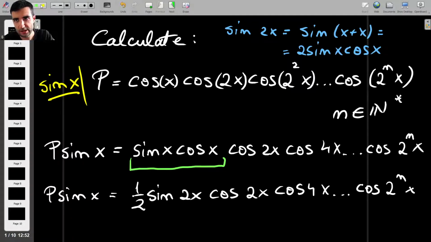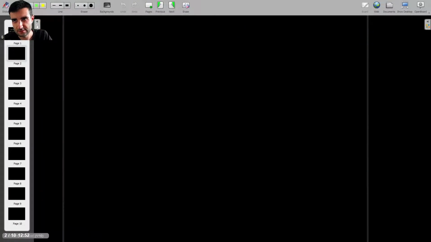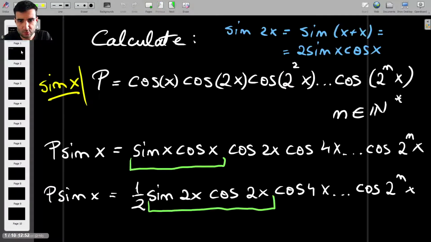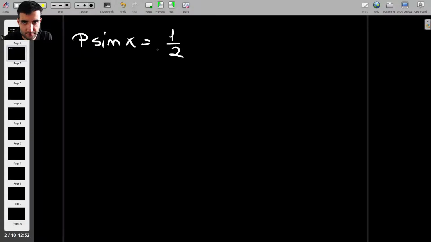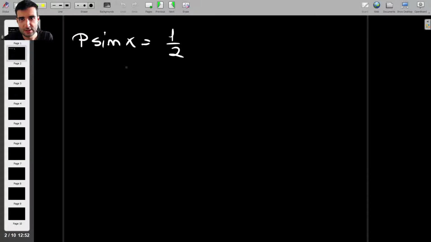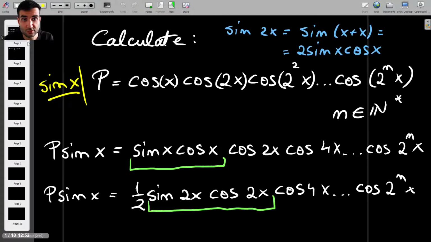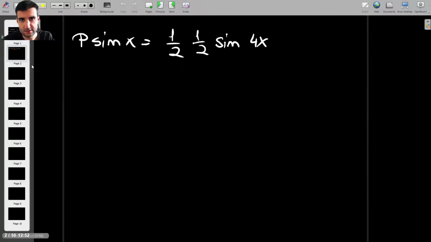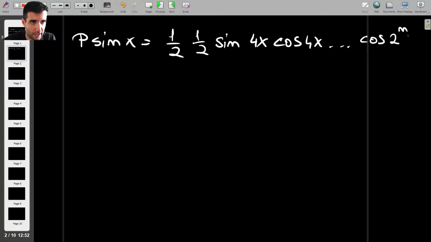Okay, and now we have those two. So now we have sine 2x, cosine of 2x. So let's see what those are. So we have p sine x equals, so we have 1 over 2. And then if we multiply sine of 2x with cosine of 2x, we get 1/2 sine of 4x. Okay, again, using the same principle as what's written here in blue. And then this is multiplied with cosine of 4x, all the way to cosine of 2 to the nx.